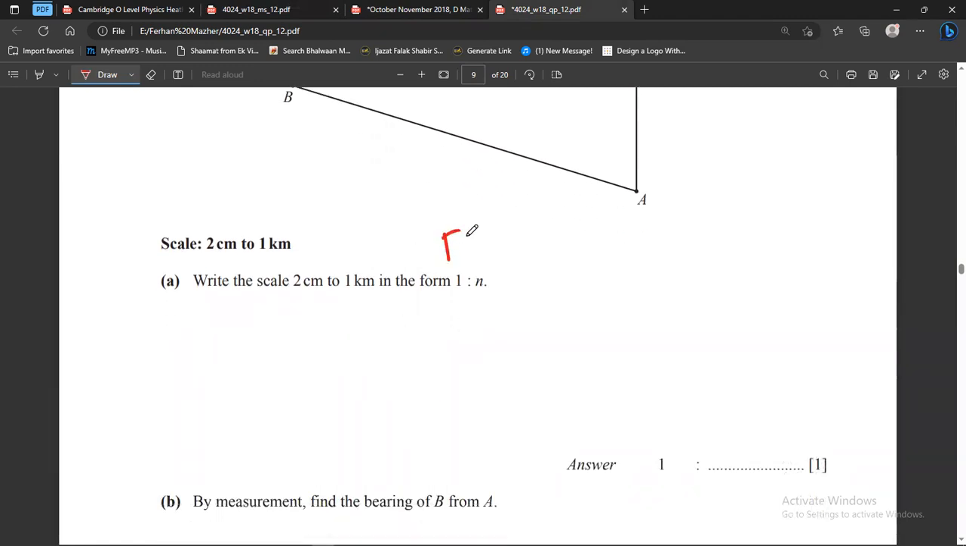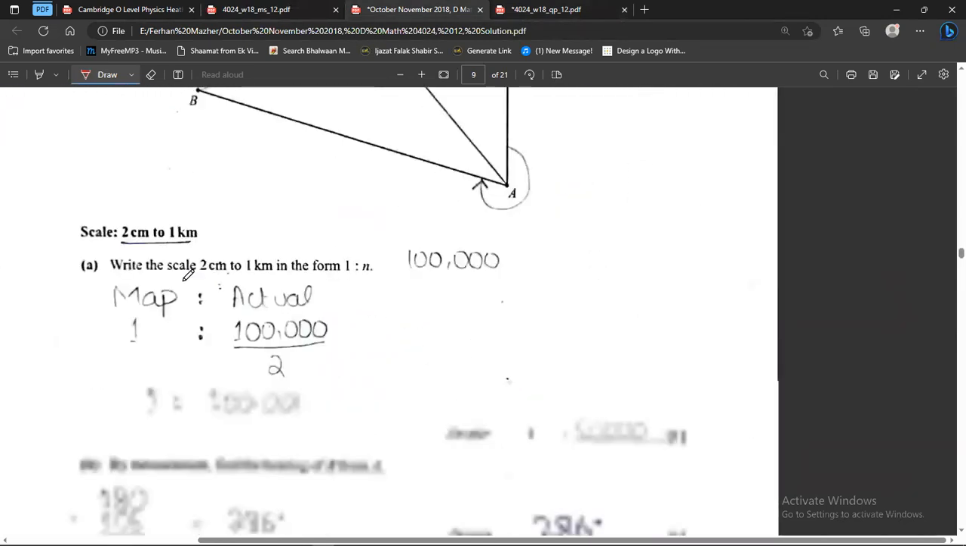This is called RF. So when you represent the RF of a scale, both the map and the actual should be in centimeters. So it will be 2 centimeters to 100,000 centimeters, because that is equal to 1 kilometer. But when you write the ratio, you make the unit the same. So in 1 kilometer there are 100,000 centimeters.